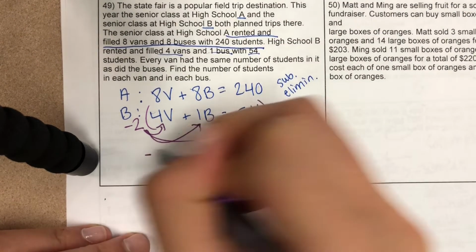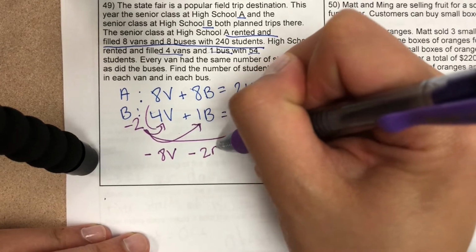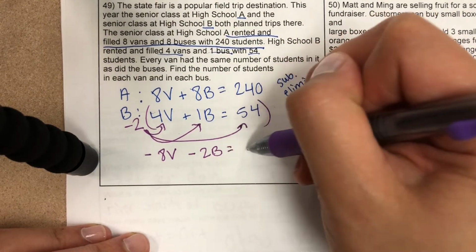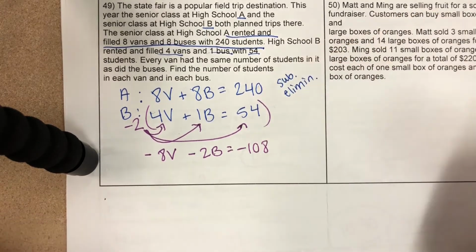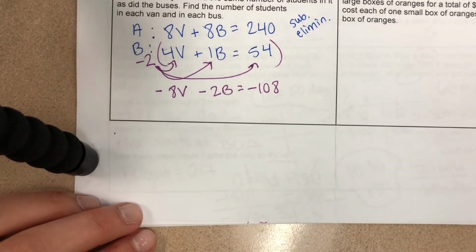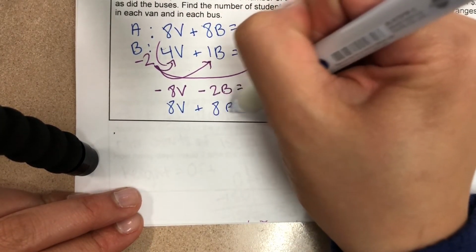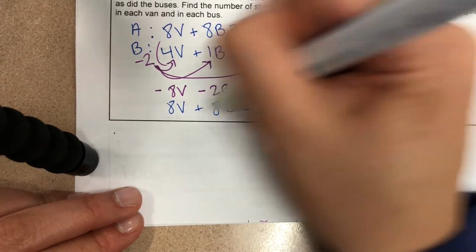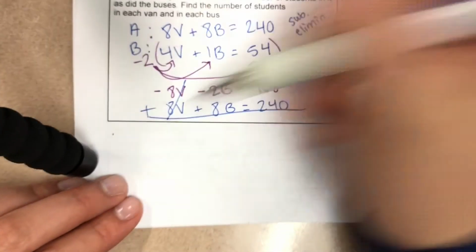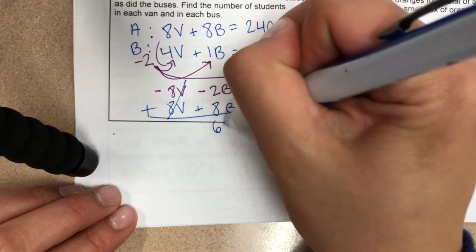This becomes -8V minus 2B. And then -2 times 54 is -108. And let's continue to solve. I drop down my original equation from A. 8V plus 8B equals 240. And now I'm going to add these up together. I know this works because I can eliminate these two, leaving only B. -2 plus 8 is +6B.